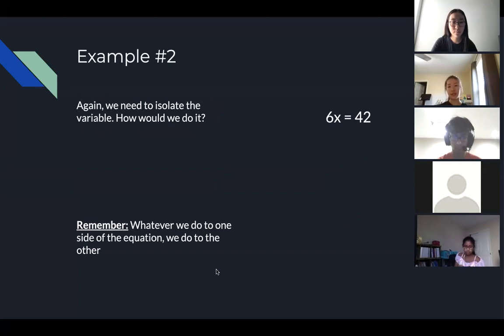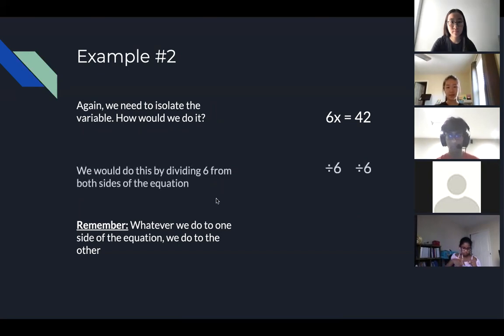Again, we need to isolate the variable, and 6x is the same thing as 6 times x. We just write it like that. First, we would divide both sides by 6, and that would give us 7, which is what some of you said in the chat. This reminder is going to be there for the next couple of examples because it's really important that you do the same thing to both sides.